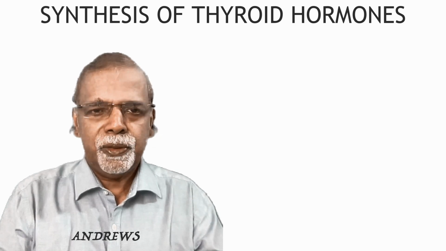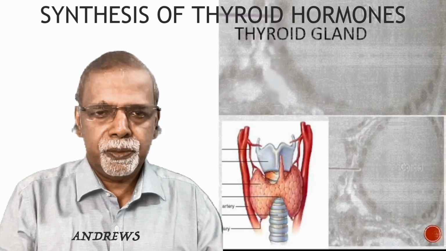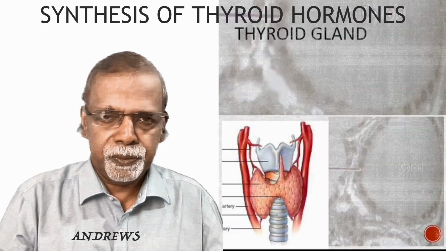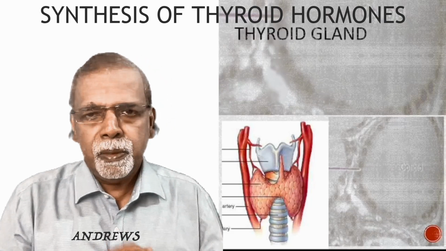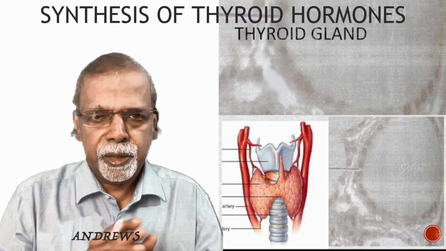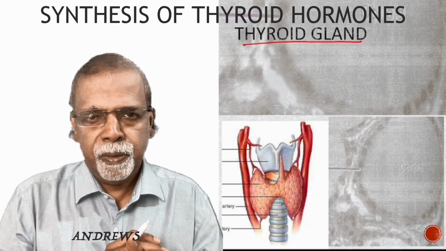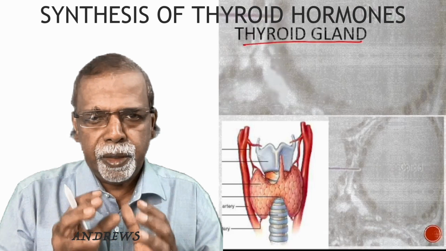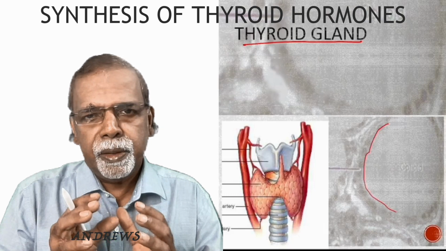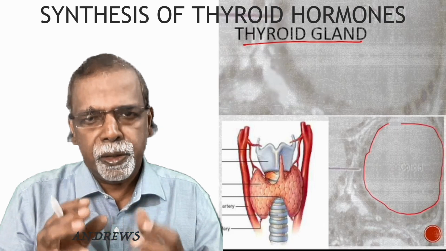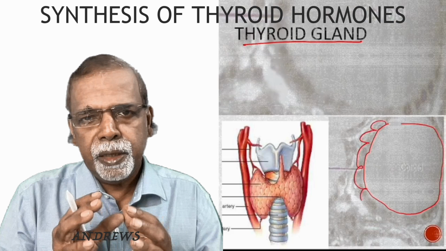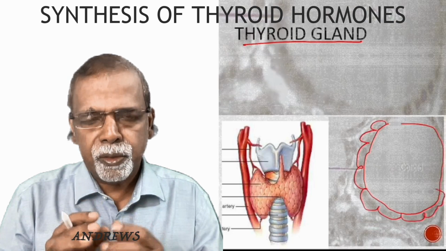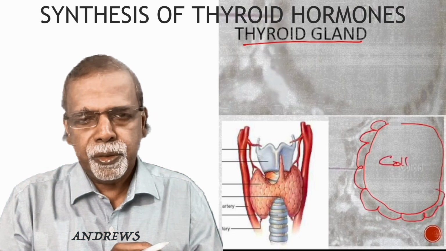Today I am going to discuss with you the synthesis of thyroid hormones. As we know, the thyroid hormones are synthesized in the thyroid gland. The thyroid is formed of follicular cells. Inside the thyroid follicle, there is colloid, and that is what is shown here.